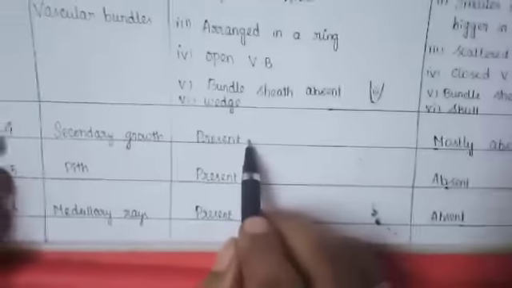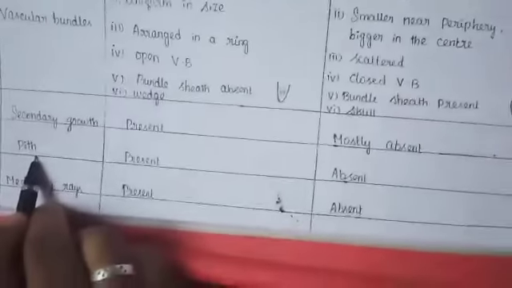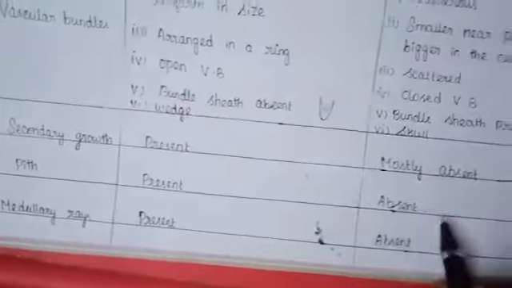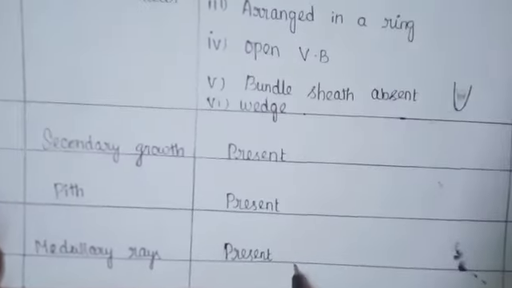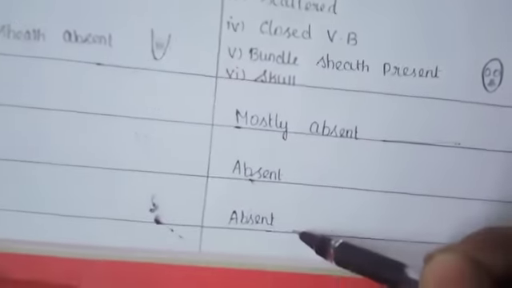Secondary growth is present in dicot stem because of the presence of cambium. Secondary growth is mostly absent in monocot stem. Pith is present in dicot stem, absent in monocot stem. Medullary rays are present in dicot stem. Medullary rays are present in between the vascular bundles. Medullary rays are absent in monocot stem.